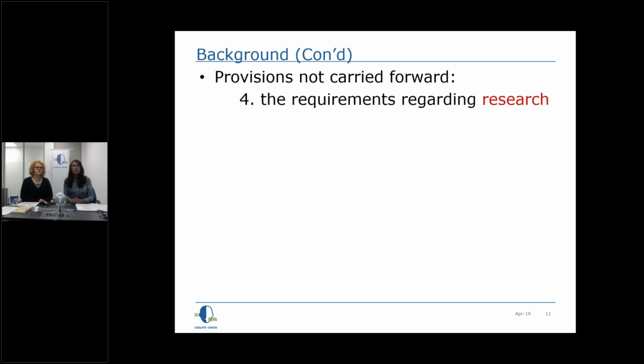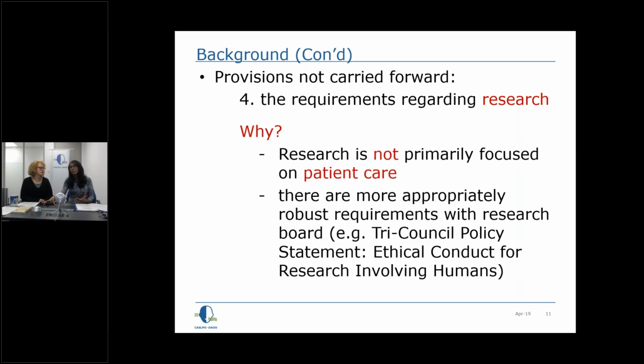Finally, there were requirements with respect to research that were previously included in the proposed regulation. And ultimately, research isn't primarily focused on patient care, which is what the conflict of interest regulations were supposed to focus on. Importantly, there are certain rules with respect to research that are more appropriately made through other bodies, like the Tri-Council, who has a policy statement.